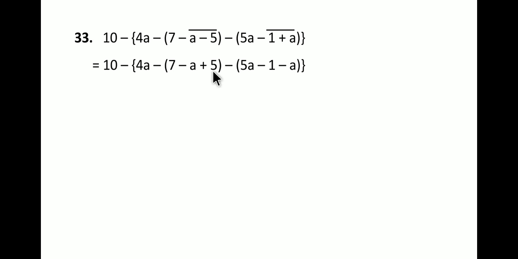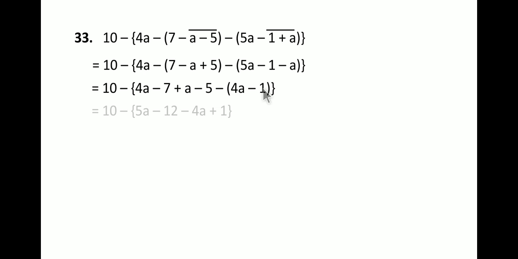Now here also there is no simplification possible because minus a has no like terms. Okay, 5a and minus a can be simplified, which is equal to 4a, and this minus sign out here, when you open the bracket, this sign changes. Minus 7 plus a minus 5 and minus 5a minus 1 minus a is 5a minus a is 4a and minus 1. In the next step, we'll simplify it further.